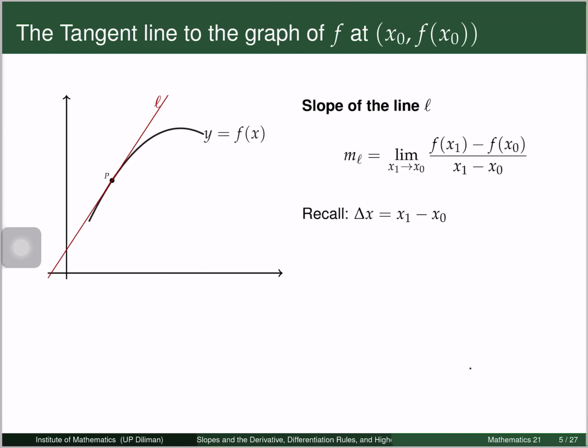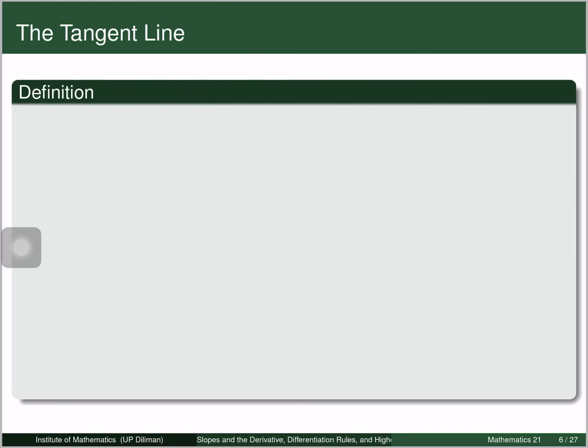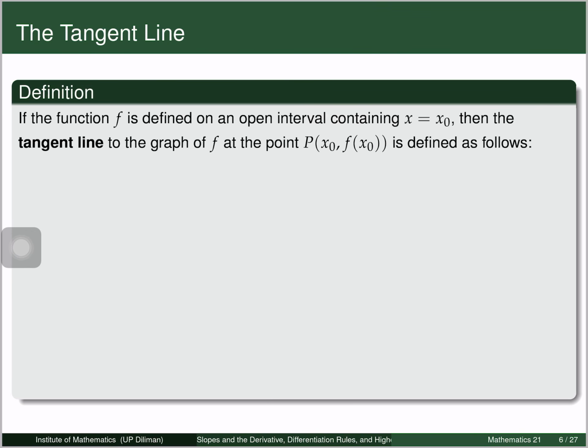So we also recall na nagkaroon tayo ng change of variable. So delta x is x1 minus x sub 0. So the slope can also be written as the limit of this expression. So ngayon yung line L na yan, that is what we will call the tangent line to the graph of y equal to f of x at P. So here is a formal definition.